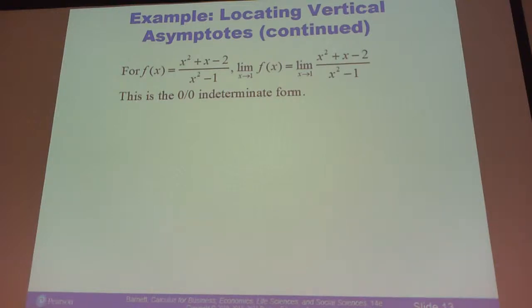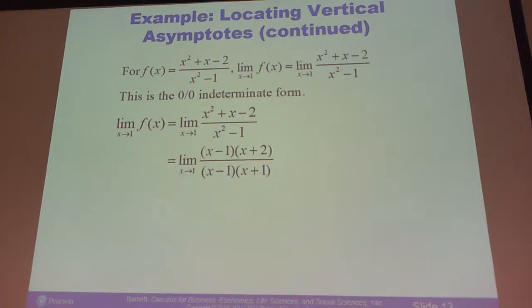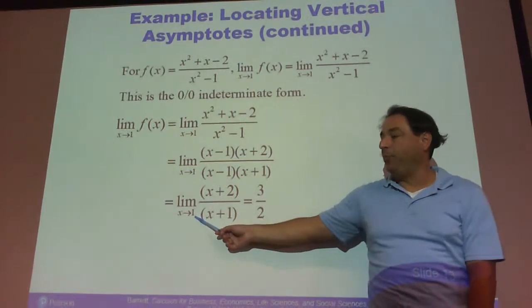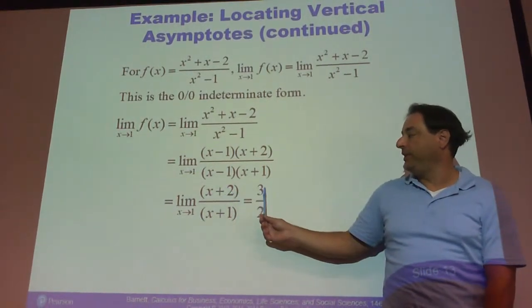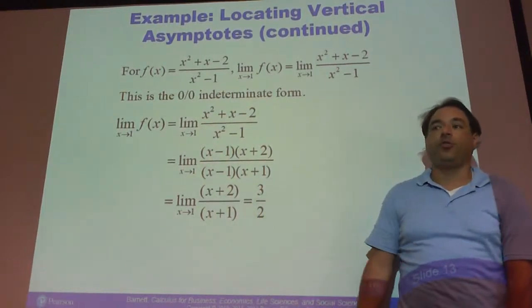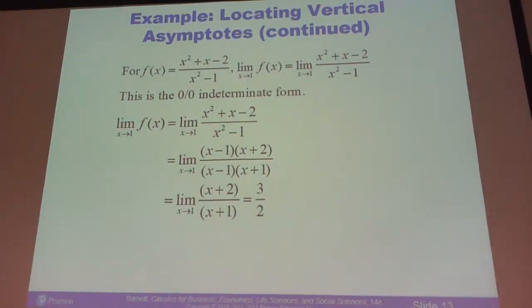Explore further, okay? So if we explore further, like we just did, factor, simplify first, now plug in 1. 1 plus 2 is 3. 1 plus 1 is 2. What do we get? 3 over 2. So be careful, not only for vertical asymptotes, but also for limits, that you simplify first. Getting a 0 over 0 means you're not done, means you have to explore further.